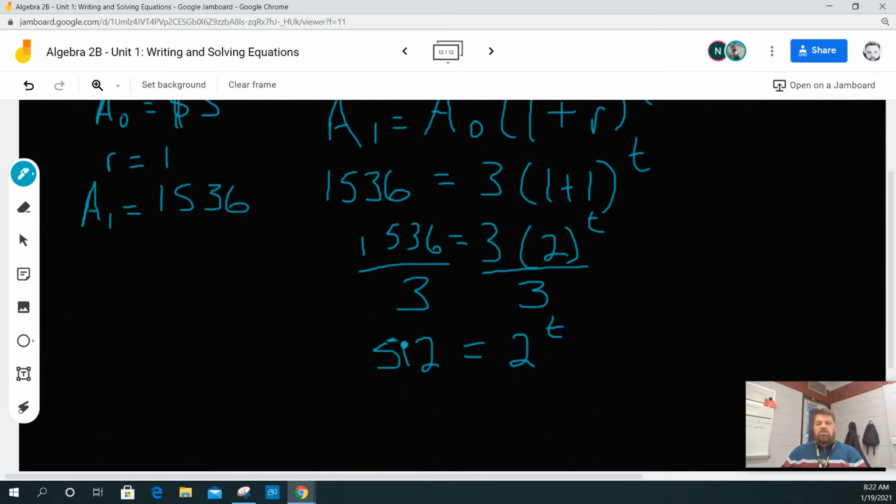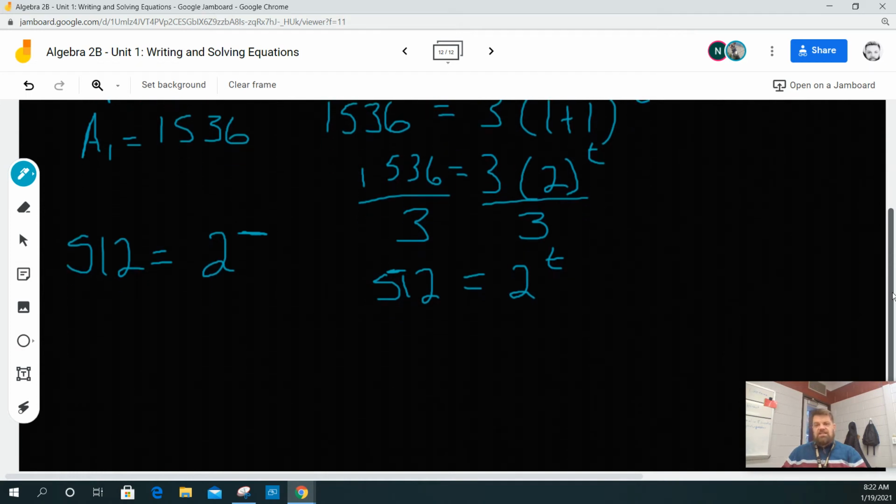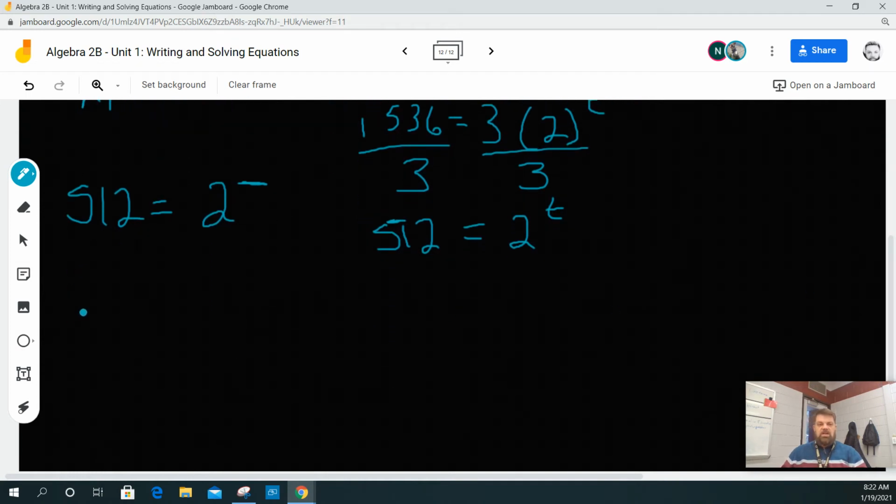So remember how Mr. Adams said that these problems would be rigged up where you could rewrite them? In other words, this 512 can be rewritten as 2 raised to some power up here. We just got to figure out what that is. So, I think it's 9, but let's do it, okay?